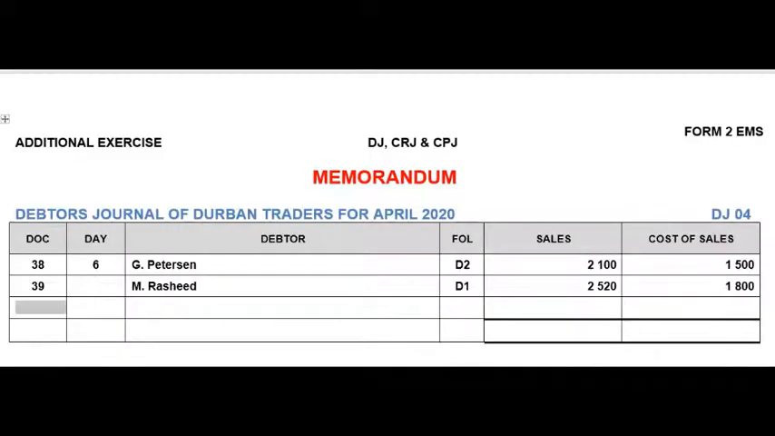In the DJ, it will be invoice number 40. The date is the 14th. M. Rashid is the debtor, still debtor number 1. The selling price was given to you as 1,120, and you had to calculate the cost of sales as 800 Rand. Quickly just look at this folio column. Remember what I said to you is that these numbers do not necessarily follow on each other, and it's numbers that are associated with every individual debtor.